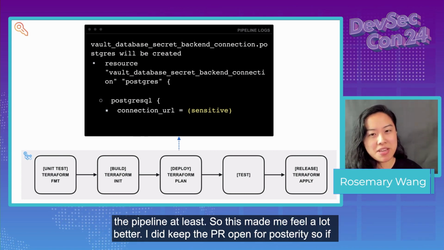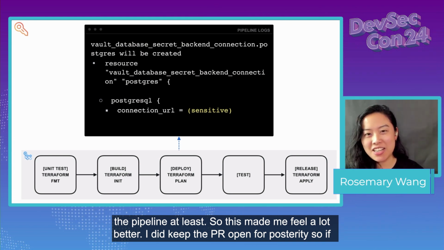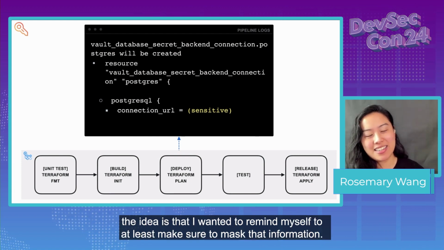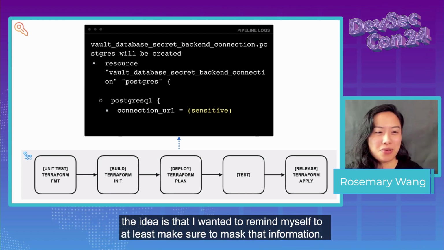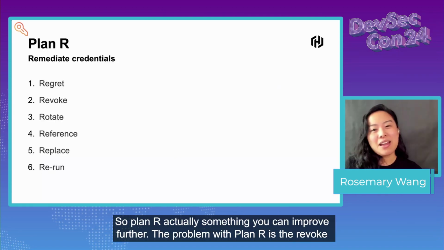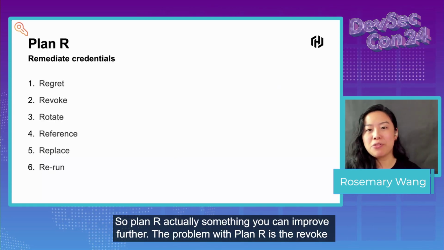I did keep the PR open for posterity, so if you want to take a look at it, you can. The password is no longer valid. It has been rotated, but the idea is that I wanted to remind myself to at least make sure to mask that information. So Plan R is actually something you can improve further.